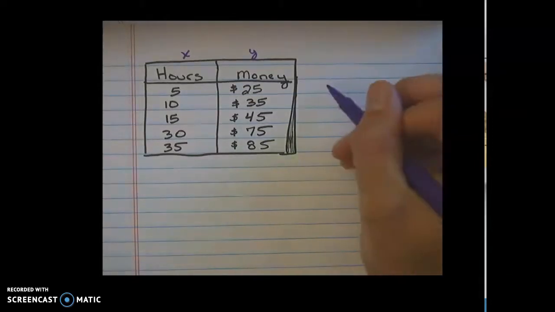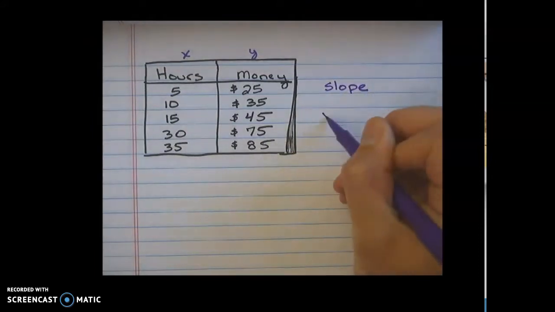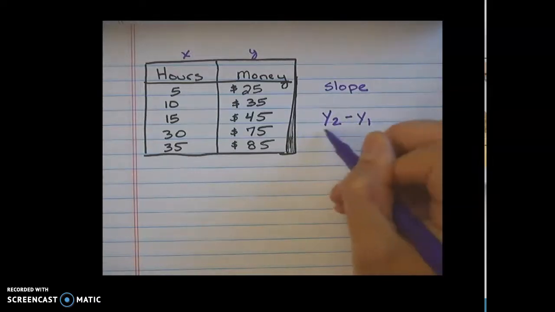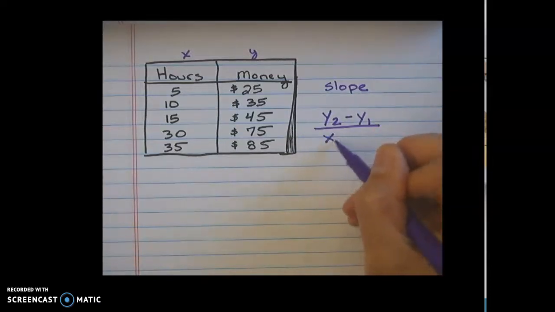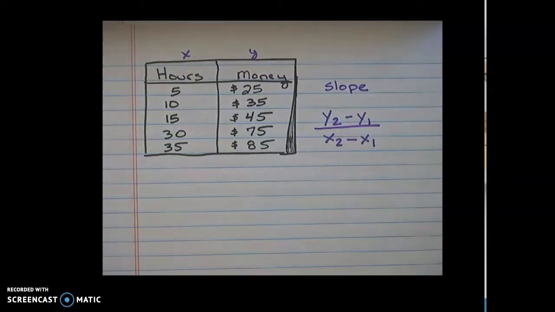So I just want to remind you that the slope formula that we have talked about so far says that our second y coordinate minus our first y coordinate divided by our second x coordinate minus our first x coordinate is the way that we're going to find slope. What we're going to look at today is, how do I do that if I'm given a table? How do I tell what my x1, y1, x2, y2, all those points are?